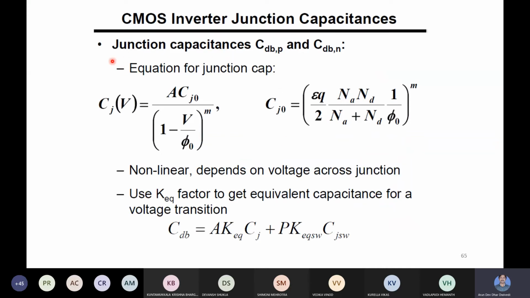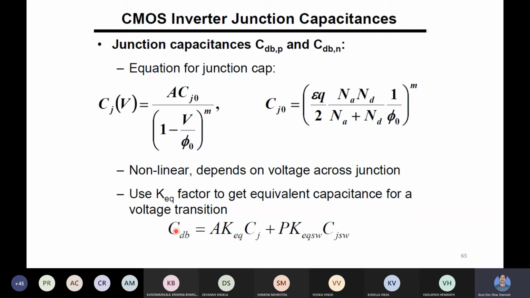Just recalling, we have seen in MOS transistor theory that junction capacitance can be calculated by Cj equal to A times Cj0 by (1 minus V by phi naught) to the power m, where phi naught is the built-in potential and Cj0 is the zero bias capacitance, Cj0 equal to square root of epsilon q by 2 times Na Nd by (Na plus Nd) times 1 upon phi naught. M is the grading factor that we have already seen, and in terms of the K factor also the equation can be written.